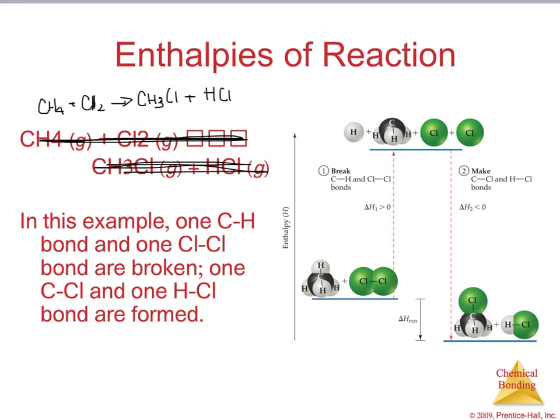So in a nutshell, if we have something like CH4 plus Cl2, we're going to get CH3Cl plus HCl. And we have one CH bond and one Cl bond, and both of these are being broken to form new bonds, and the new bonds that are being formed are the CCl bond and an HCl bond.